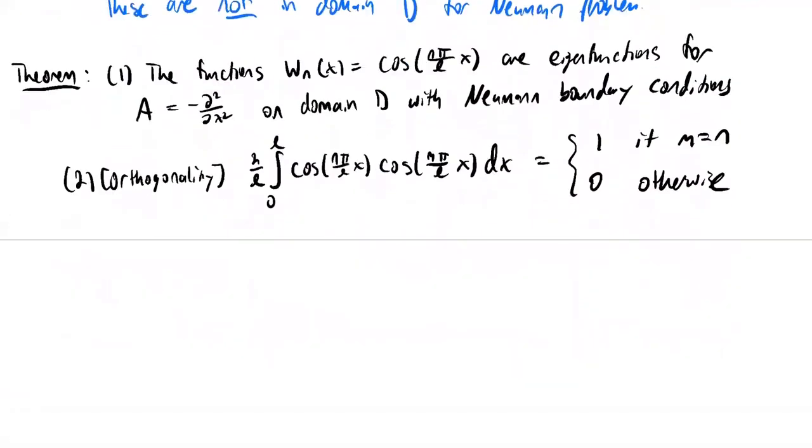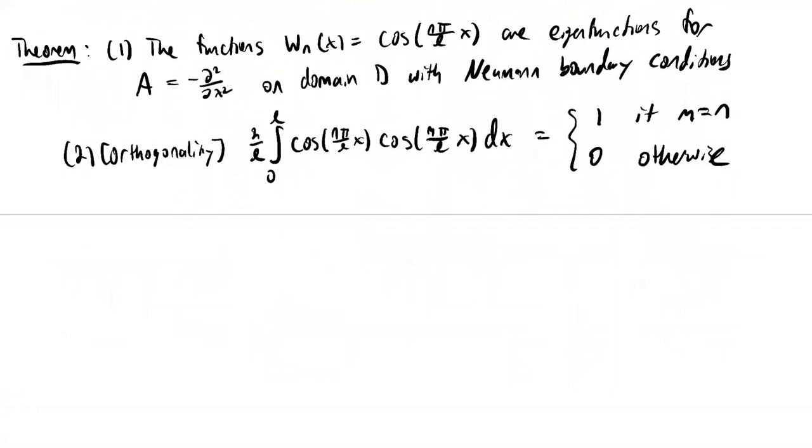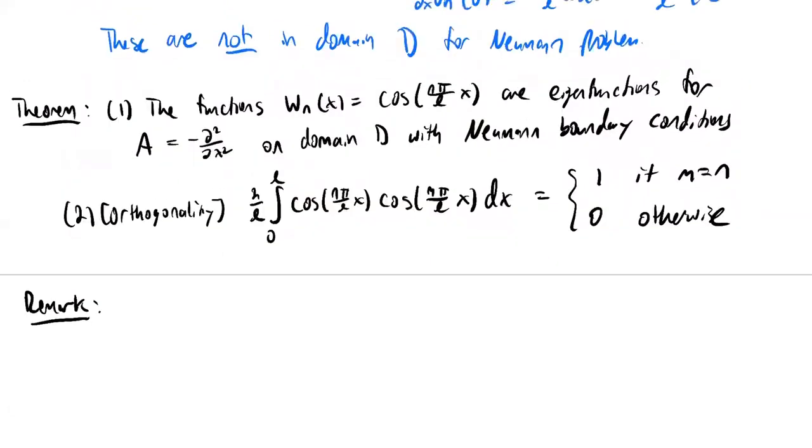Right, and let's prove this theorem. One thing I want to remark is that we're allowing n equals 0 here, right? So n can equal 0, 1, 2, 3, up to infinity. In the n equals 0 case, when I plug in n equals 0, I get cosine of 0, which is 1. So the function 1 is an eigenfunction.